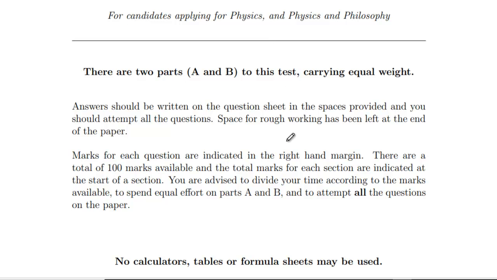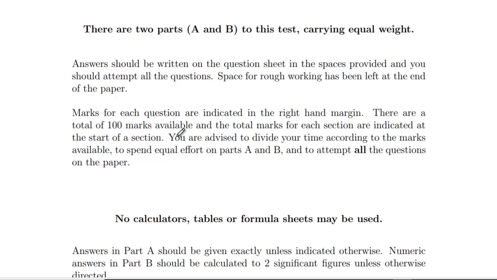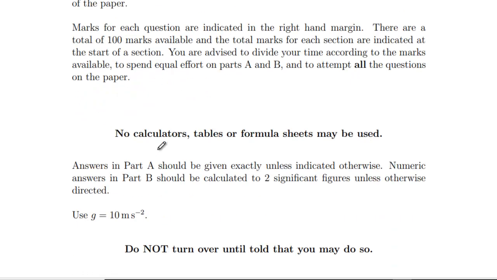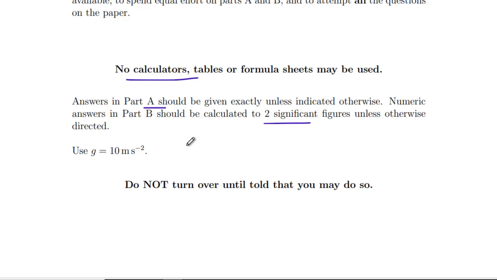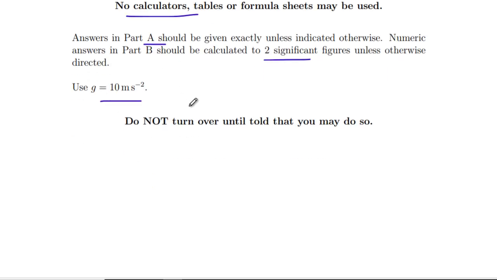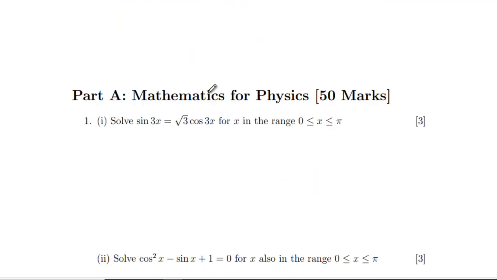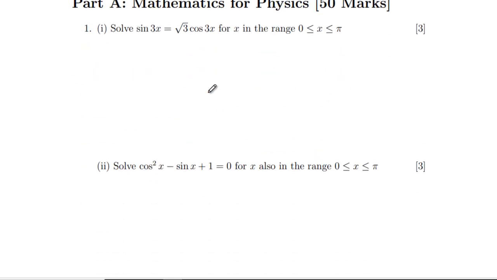So 2 hours as usual, split into 2 bits with equal weight. So 2 lots of 50 marks here. No calculators or formula sheets or anything else throughout. Exact answers in the first part, so that's going to be the maths I would expect. And then 2 significant figures for the rest. We've still got 10 meters per second squared for g. So yes, lo and behold, it is maths to begin with. So let's see how we get on with these.